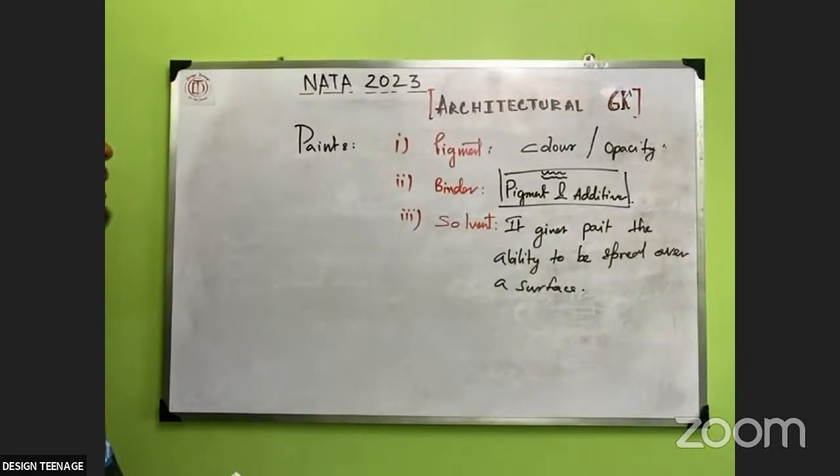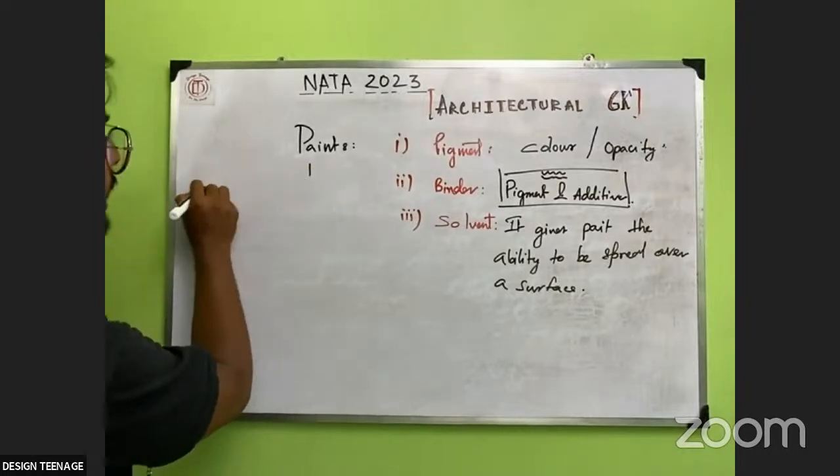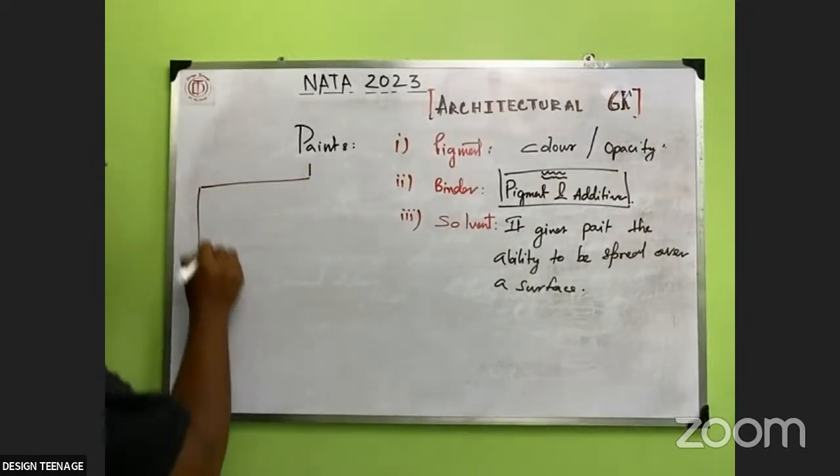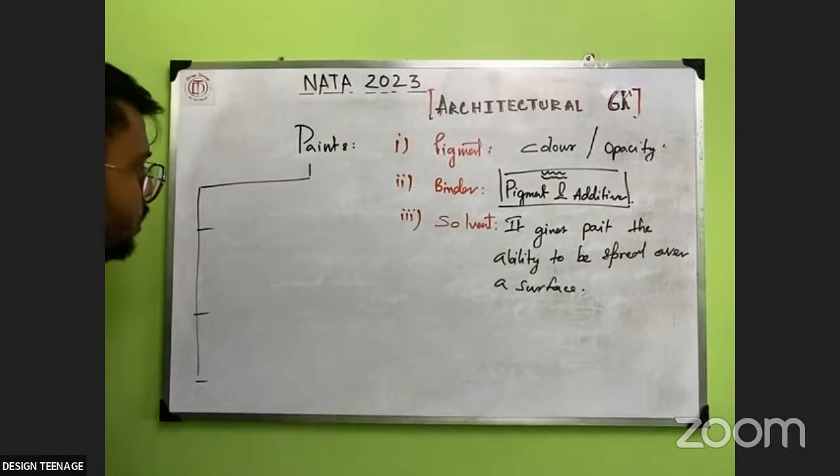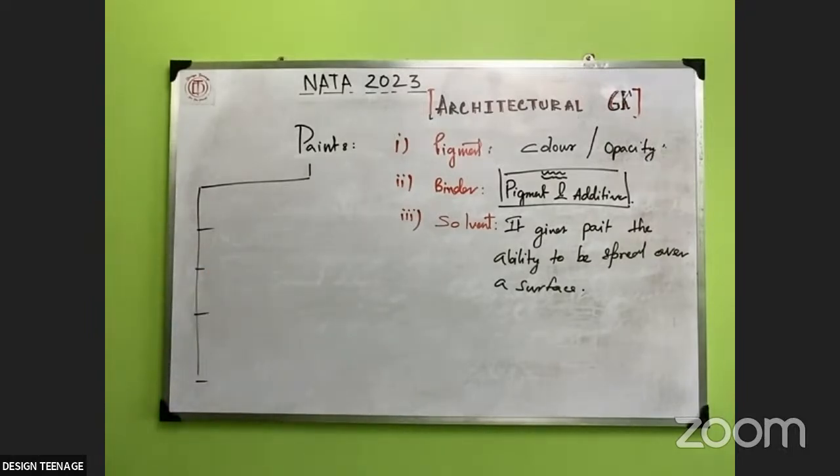Okay, these are the three things we need to know. Now, what are the types of paint? We need to know the different types of paint that we have. So let us quickly go through the different types of paints. There will be 4 actually. The first one is primer, then acrylic, oil paint, distemper.